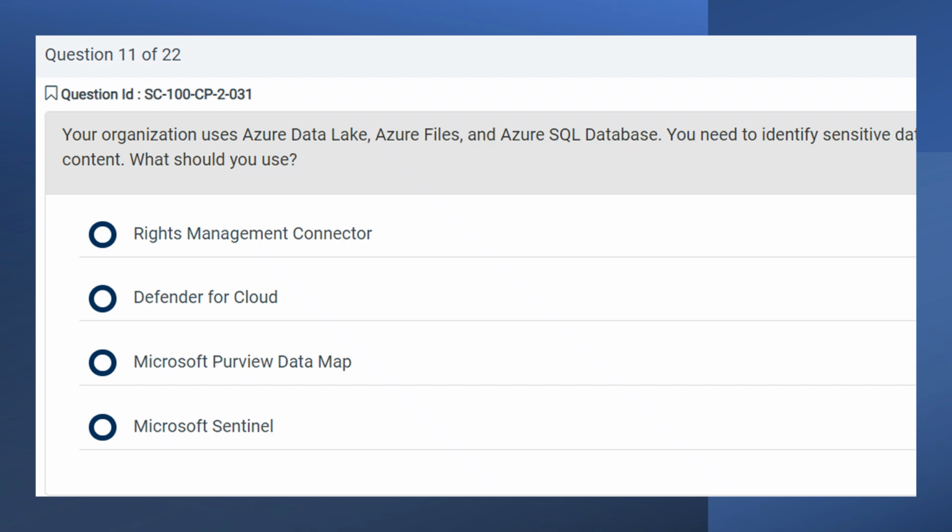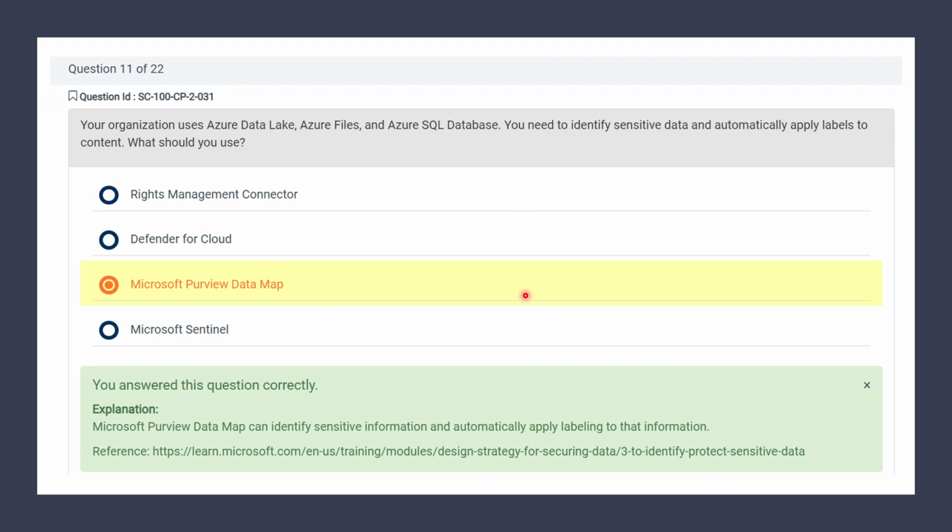Question 11. Your organization uses Azure Data Lake, Azure Files, and Azure SQL database. You need to identify sensitive data content. What should you use? A. Rights Management Connector. B. Defender for Cloud. C. Microsoft Purview Data Map. Or D. Microsoft Sentinel. And the correct answer here is the Microsoft Purview Data Map. So the Microsoft Purview Data Map can identify sensitive information and automatically apply labeling to that information.